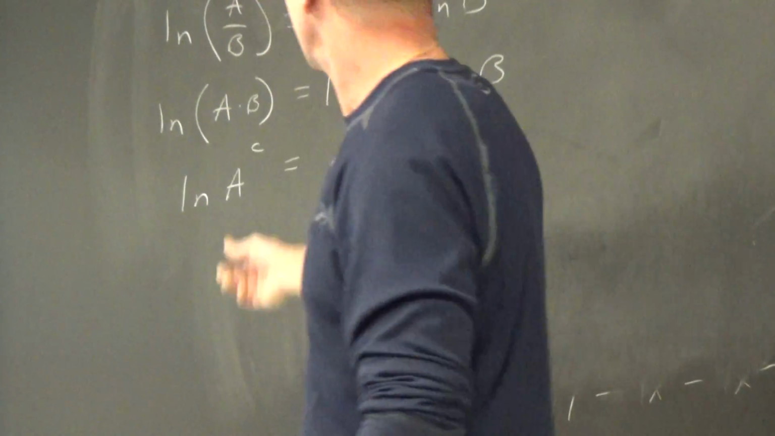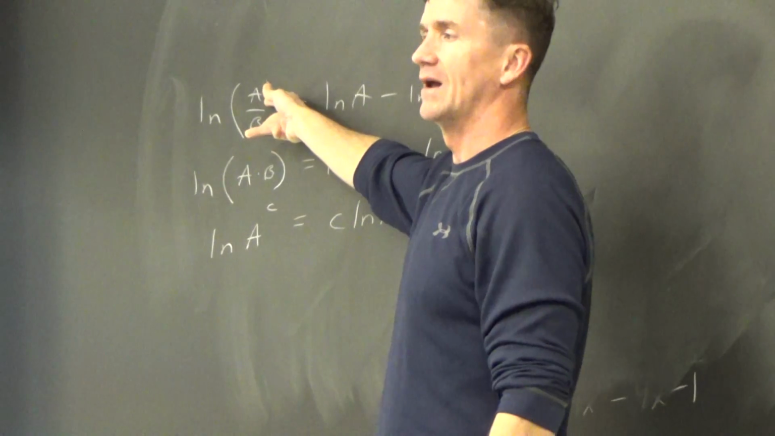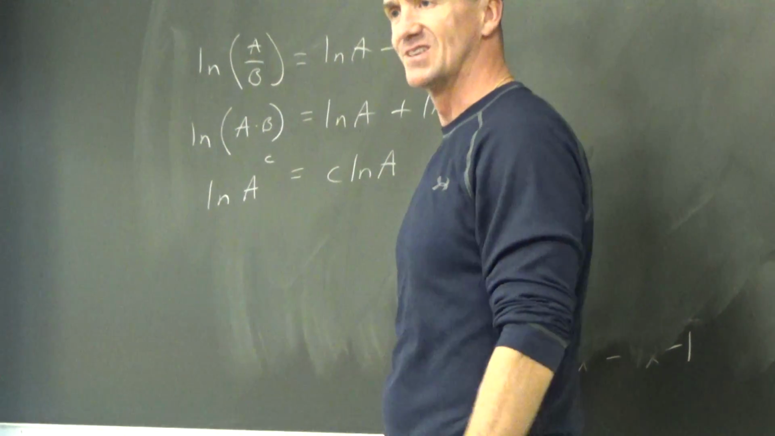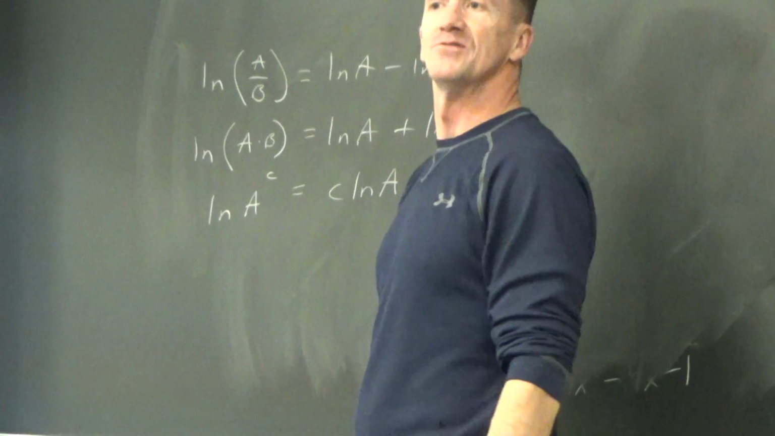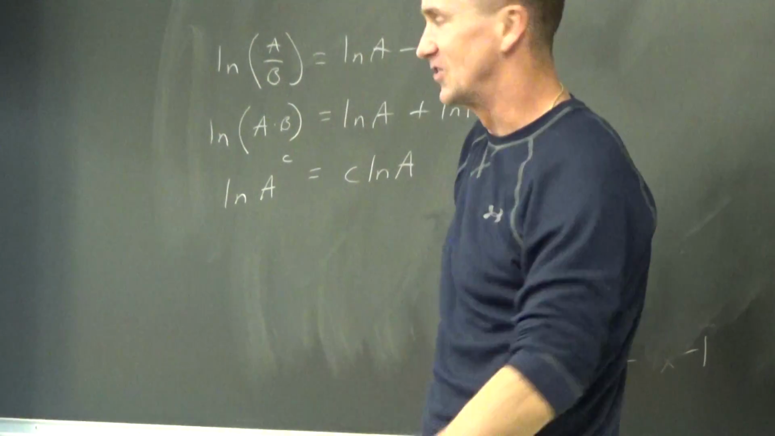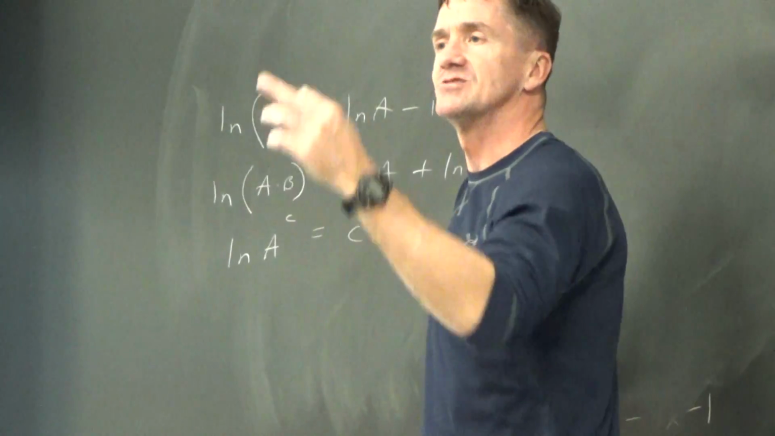There you go. Some call that the quotient rule. I don't like that because there's a quotient rule for derivatives, so I don't want you to confuse yourself. Some call that the product rule for logs, but I don't want to confuse you because there's a product rule for derivatives. There you are.